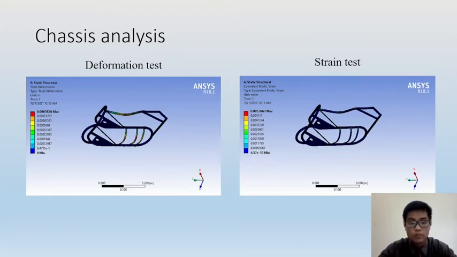And the result that we obtain after we assume the condition, we can see that the maximum deformation that we obtain is 5.826 exponent negative 5 meter, while the result that we obtain for the strain test is 5.3067 to the power of negative 3, and there is no minimum value for the deformation test. For the strain test, we got the minimum value of 4.57 exponent negative 19.